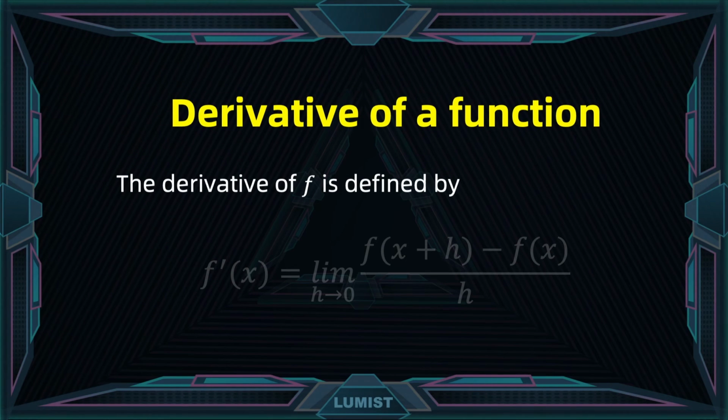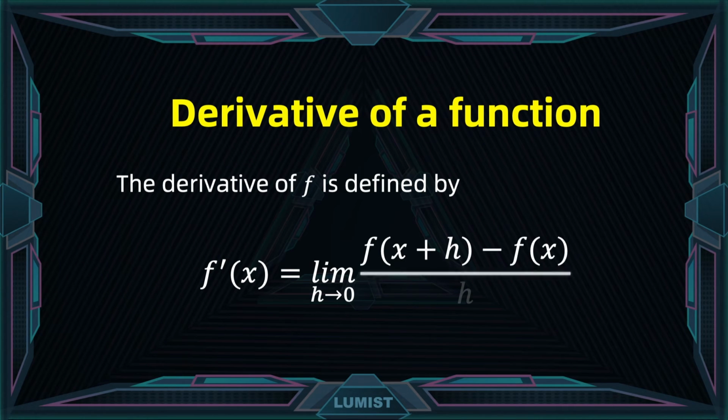We already have a definition of a derivative at a point, but obviously that's not enough. Since we have to analyze the function, we can't calculate its derivative at every point one by one. To solve this problem, I'll introduce the derivative as a function. So the derivative of f is defined by f prime of x equals the limit as h approaches 0 of f of x plus h minus f of x over h.